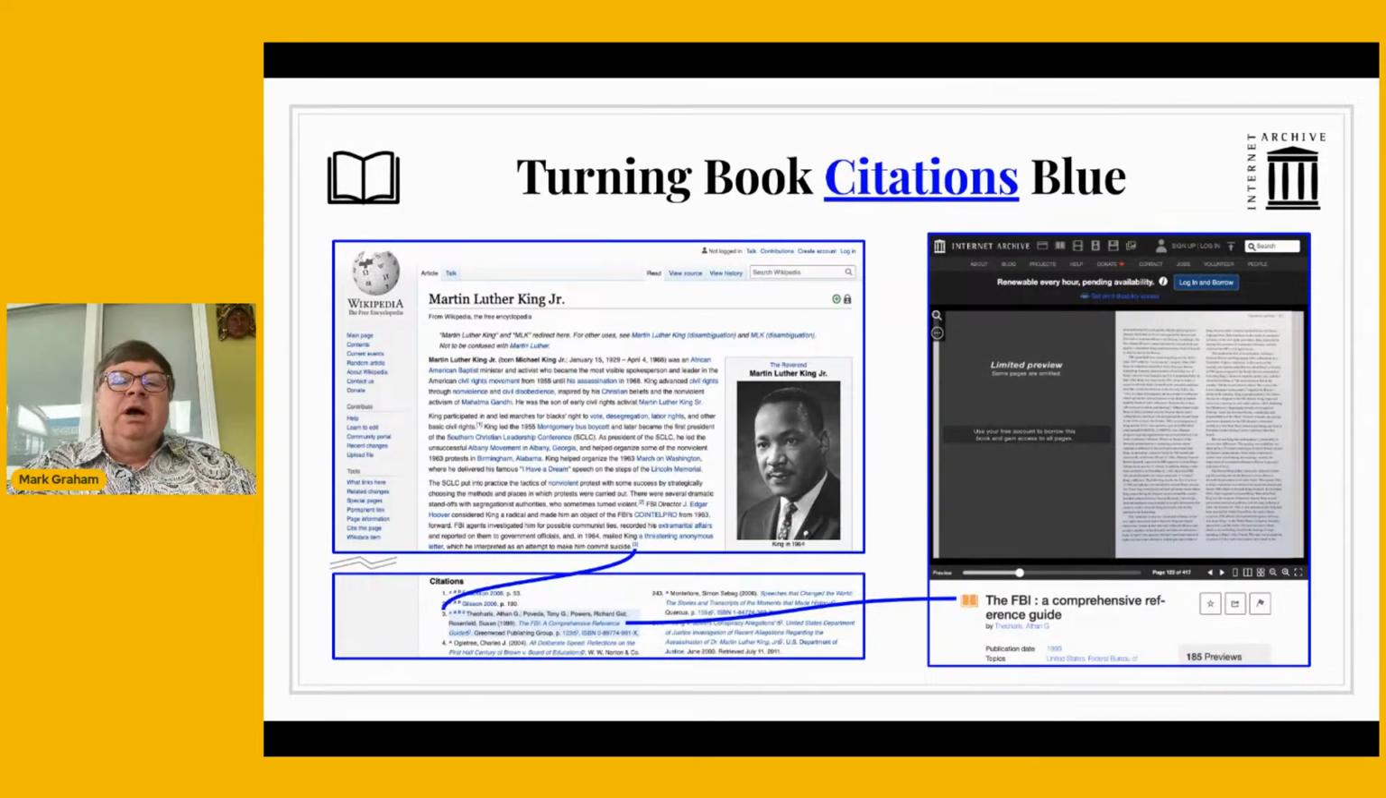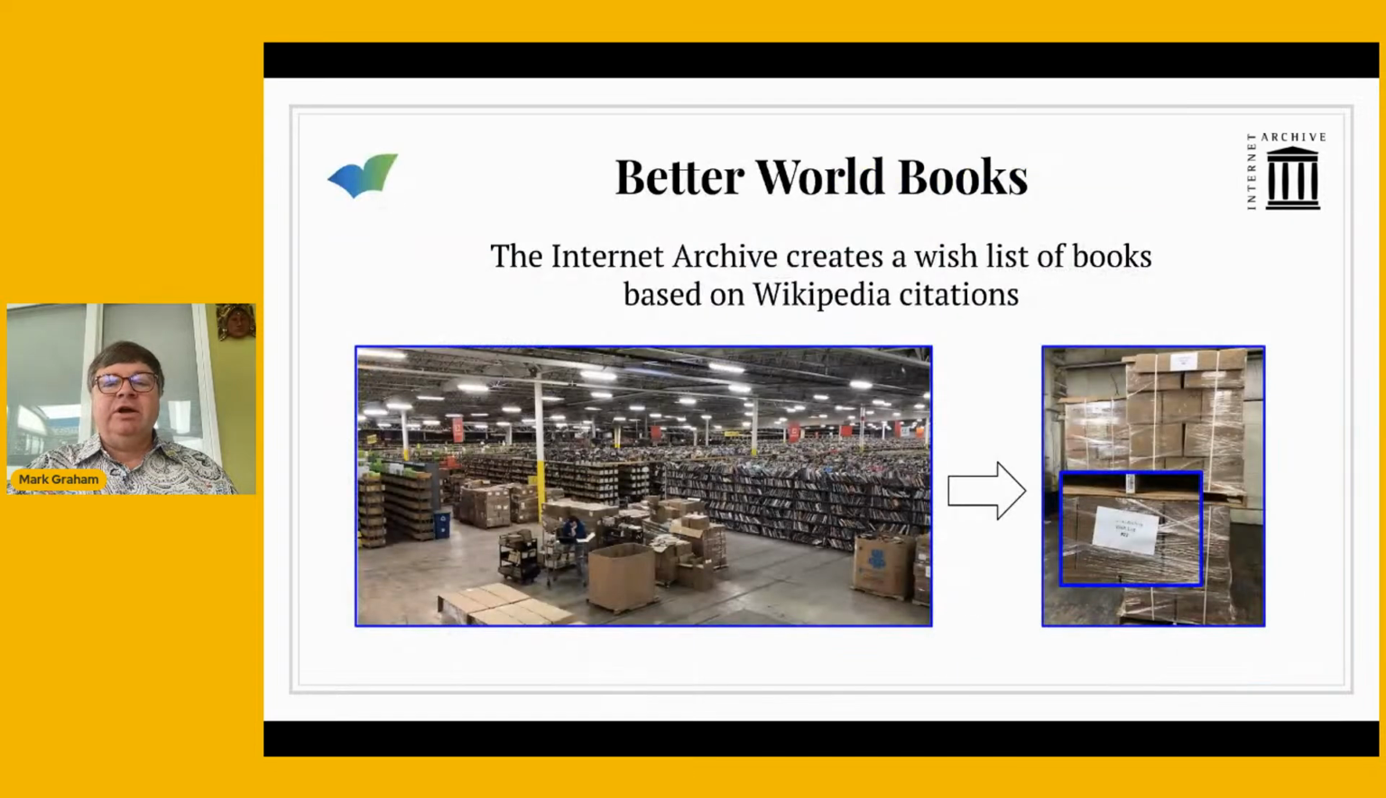Here's an example of another phase of our work where we add links to cited books. This was a citation in a Wikipedia article about Martin Luther King Jr. And you can see that if you click on reference 3, citation 3, one can be taken right to a preview, basically a 2-page preview of a digital version of that book available from archive.org. How do we go about doing this?